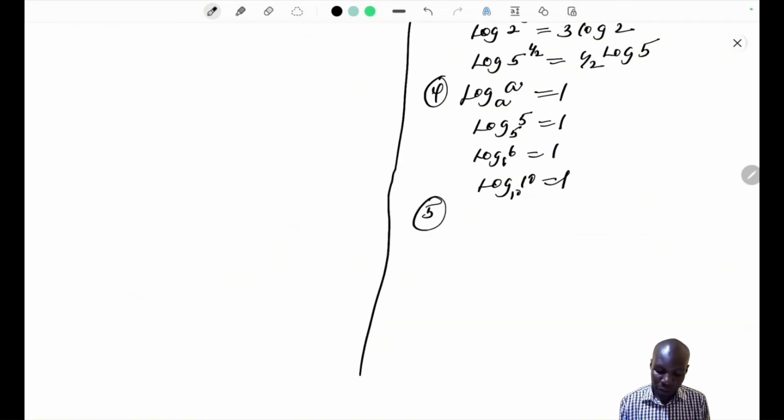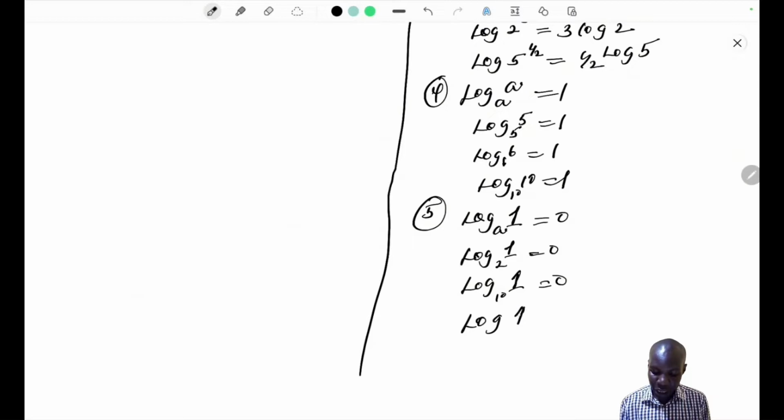Number 5, we also need to know that log of 1 to any base is equal to 0. For example, log of 1 to base 2 is 0. Log of 1 to base 10 is 0. Log of 1 to base 9 is 0. Log of 1 to any base is 0.